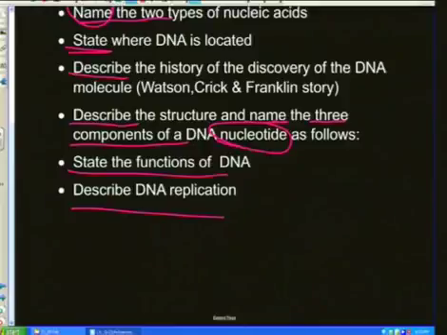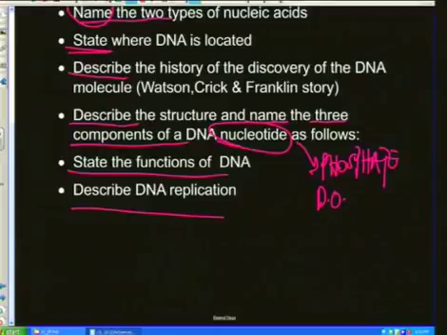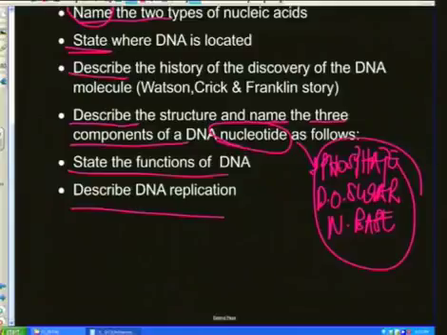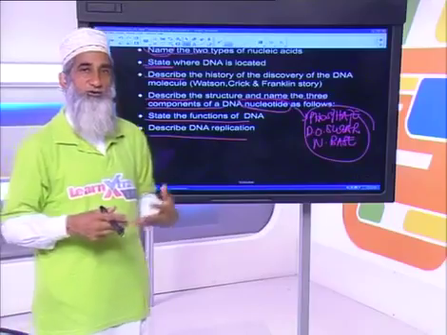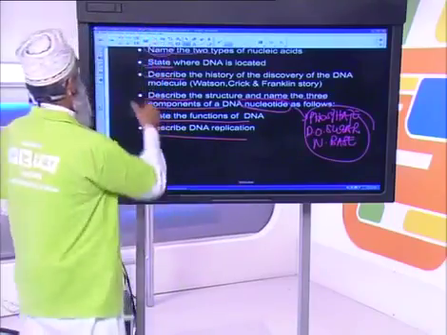The three components missing here for some reason is the phosphate, the deoxyribose sugar, and the nitrogenous base. These three things make up a nucleotide. But we're going to go into details just now. Then you must know the functions of DNA. Why do we have DNA in the body? And also describe DNA replication. We must also be able to talk about DNA fingerprinting somewhere in the show as well.